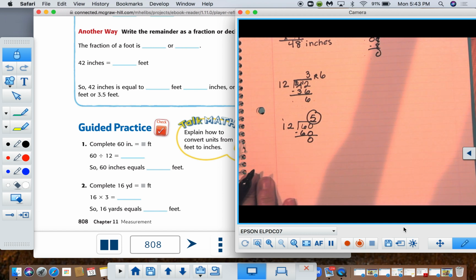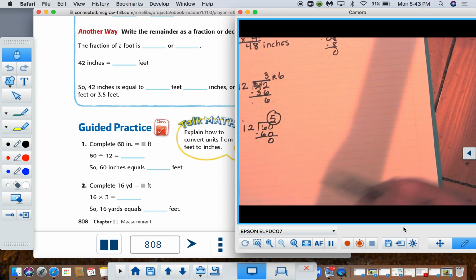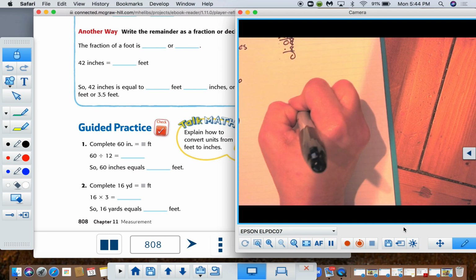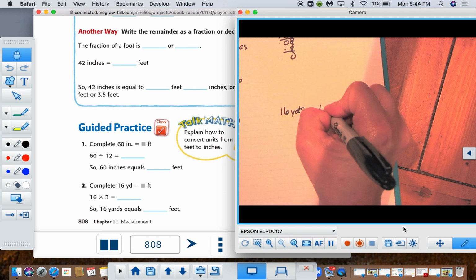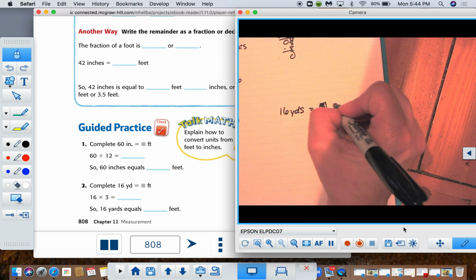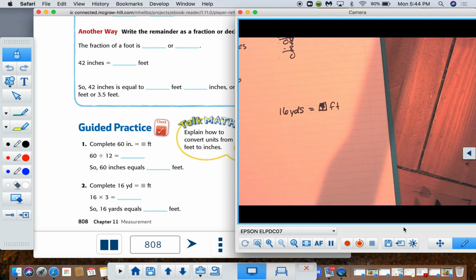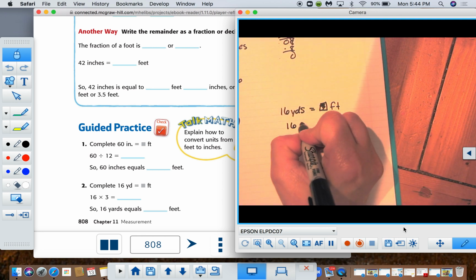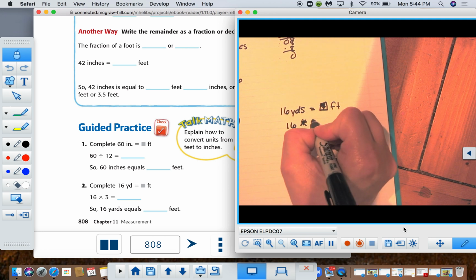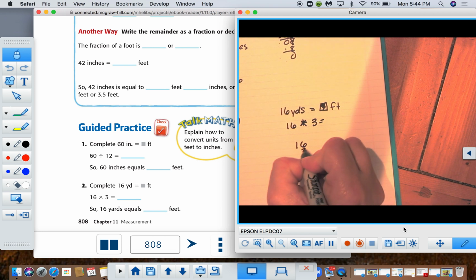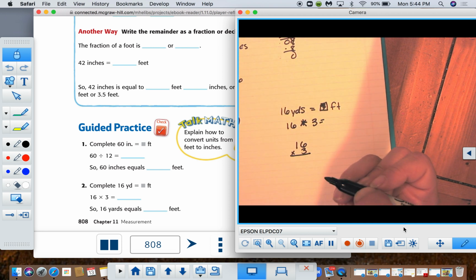Okay? And the next one I'm going to do is 16 yards. And I want to see what the unknown is. I need to convert 16 yards to feet. And I know that 1 yard is equal to 3 feet. So 16 times 3 is my problem here. I'm going to put it up this way. 16 times 3.